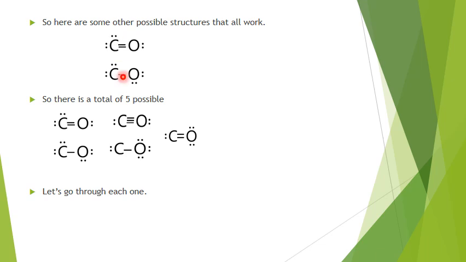Okay. And then what we can do is we can move one of these over here. So you end up with this. So you end up with 5 different possible structures. Our first one, our second one, our third one, and our last ones. So what we've got to do is go through each one and try to figure out which one is the most probable based on our checkpoints.